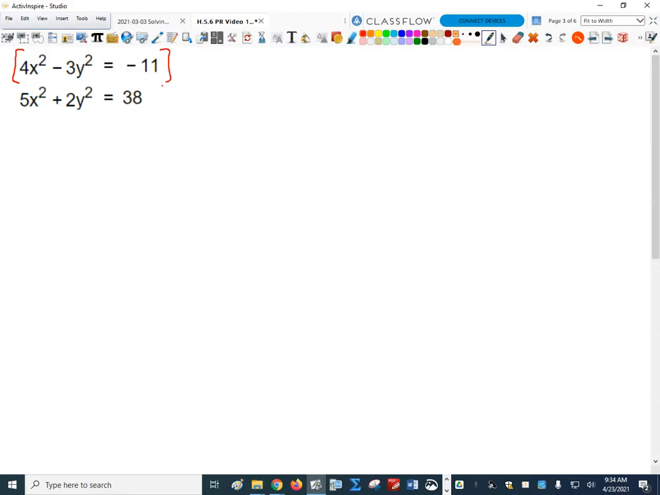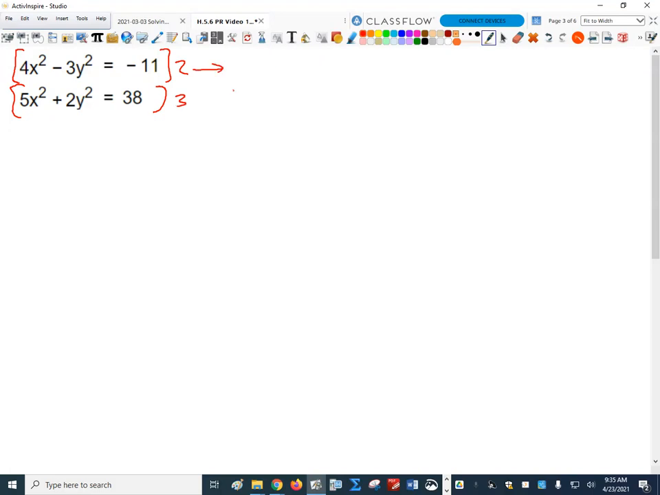Am I going to target the y's or the x's to cancel? The y's, aren't I? And look, I've got like terms there, don't I? I've got y squareds, so I should be able to add those to 0 if I'm smart about it. I'm going to multiply the top one through by what? By 2. Okay, and the bottom one through by 3.